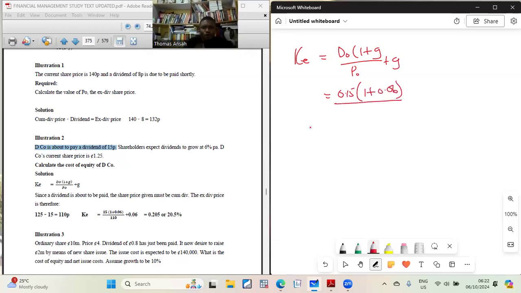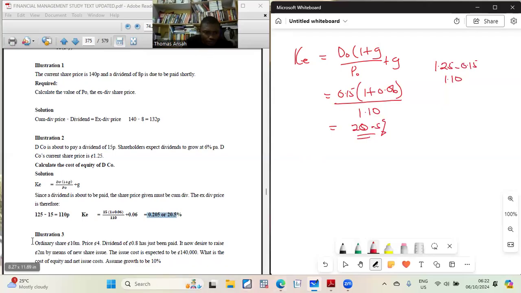Then the P0, we need P0 ex div. Because this price is cum div, but we need to make it ex div. So if the price is 1.25 and the dividend is about to be paid, it means we need to take away that 0.15, and that will make it 1.10. So we have 1.10 here. Now, when you do the calculation, you realize that your KE is 20.5%. So that is how you go around it.